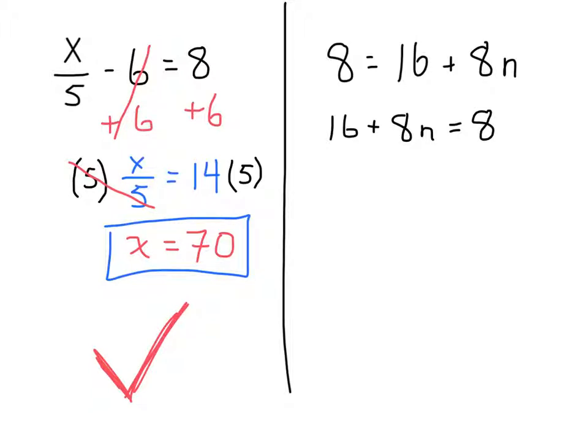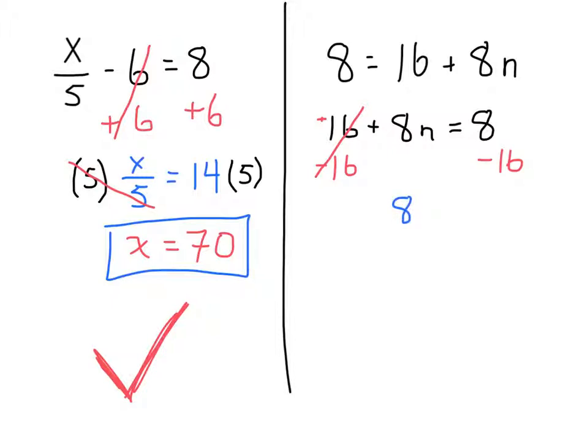Now we have to move the number that is not attached to a variable, which is 16, because 8 is attached to the n, it's attached to the variable. So this 16 right here, you can think of this as a plus 16. It's a positive 16. So the opposite of a positive 16 is minus 16. So if we subtract 16 from the left side, we have to subtract 16 from the right side. So the 16s cancel out.